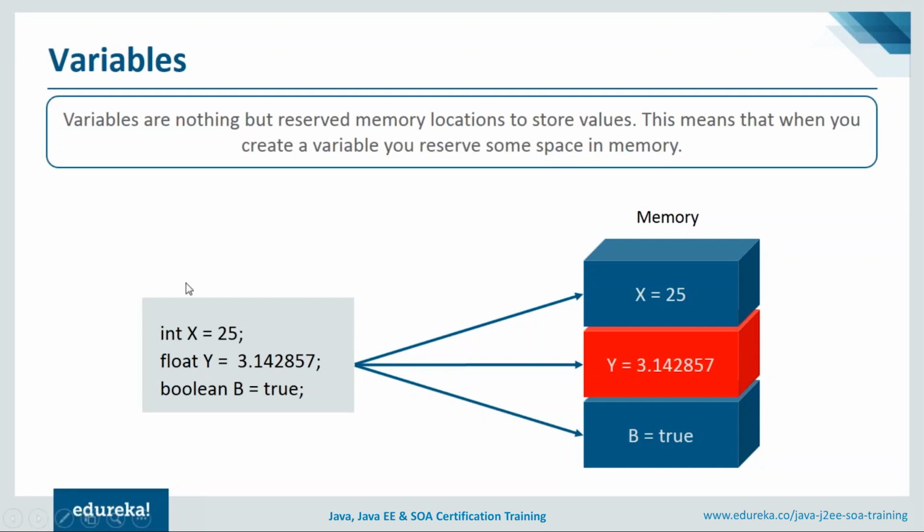Now, if you look at the statements to the left, let's not look at it in terms of a syntax. What I want to do is that I want to use three values as part of my program. I want to use 25, I want to use 3.142857, and I want to use true as well. In this case, what I would do is that I would create a variable that would store each of these values. First, I'm going to create x, which is going to store 25, y, which is going to store 3.142857, and b, which is going to store true.